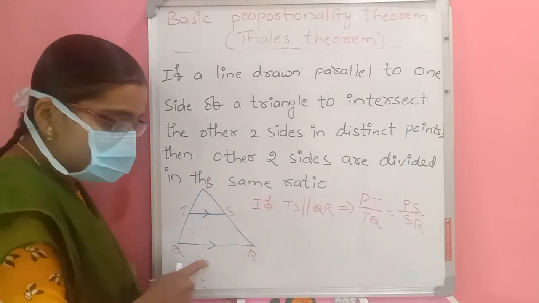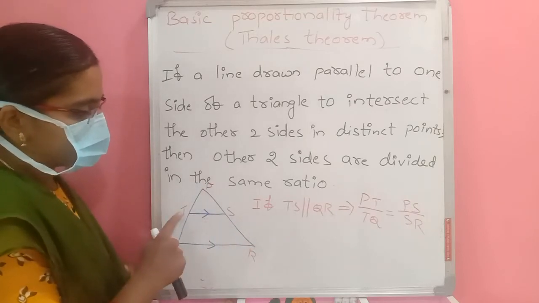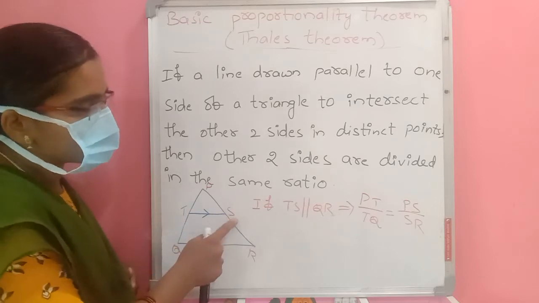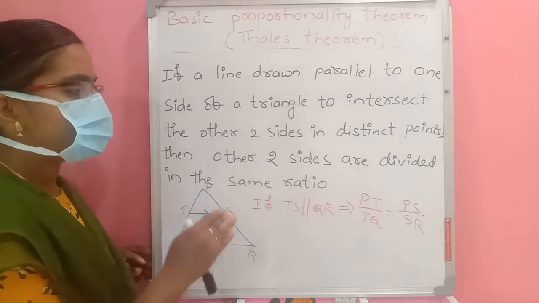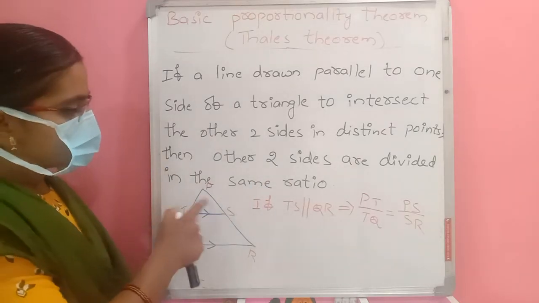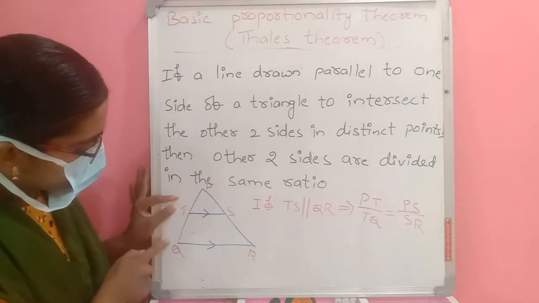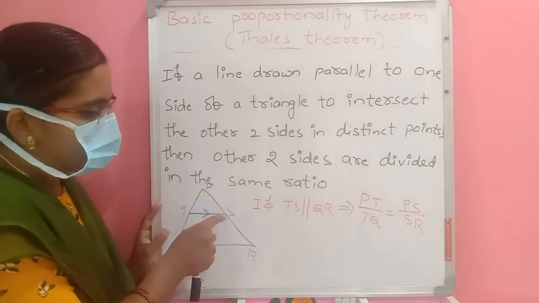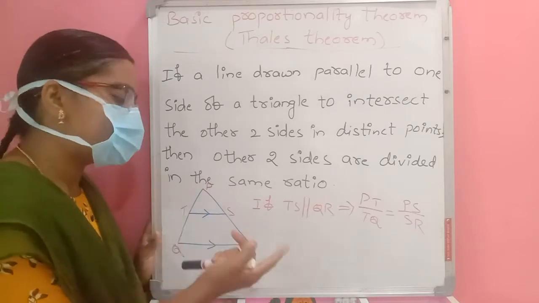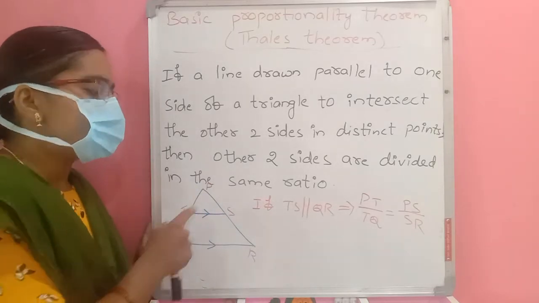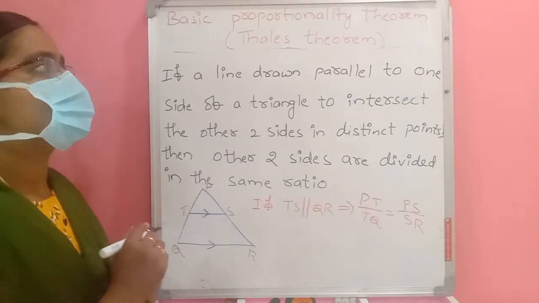This is parallel to QR, and it is intersecting the other two sides PQ and PR at distinct points, at point T here and point S here. Then the other two sides are divided in the same ratio. Ratio is the same, meaning PT by TQ is equal to PS by SR. Meaning if TS is parallel to QR, then automatically PT by TQ is equal to PS by SR. This is the Thales theorem or basic proportionality theorem.